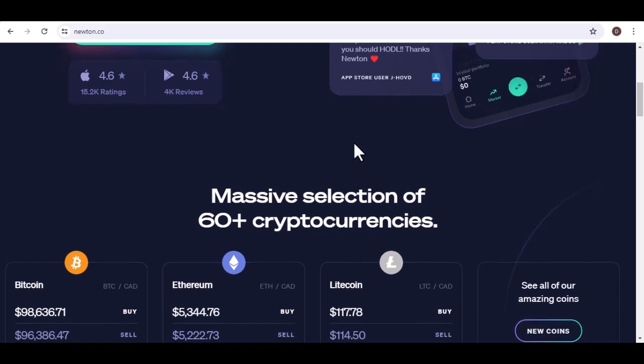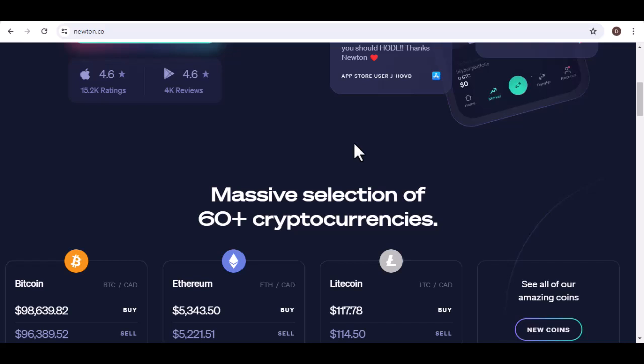Step 4. Place your sell order. To place a sell order, tap on the Sell button. You'll be asked to enter the amount of cryptocurrency you want to sell and the price at which you want to sell it. You can choose to sell at the current market price or set a limit order to sell at a specific price.